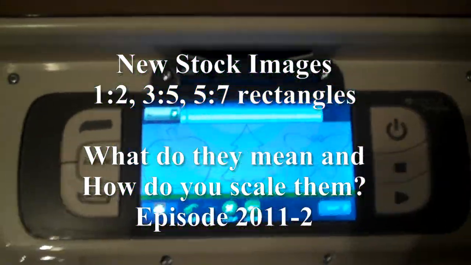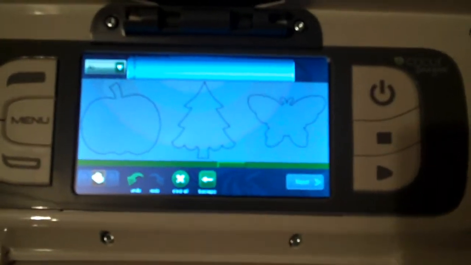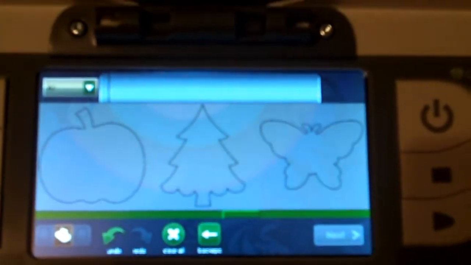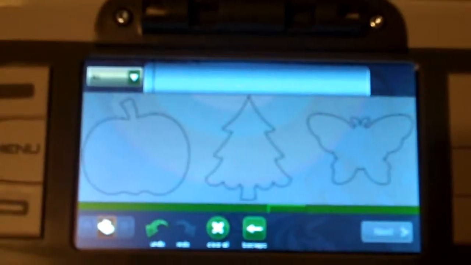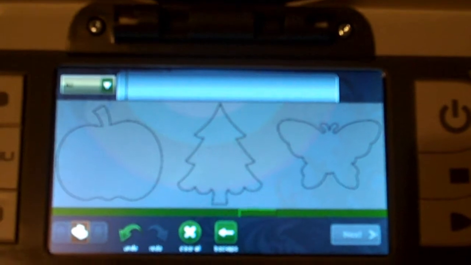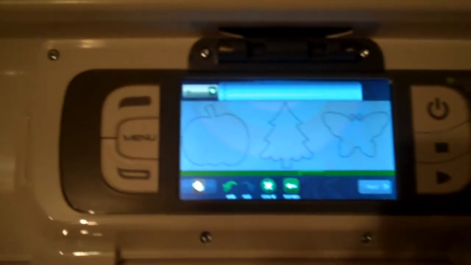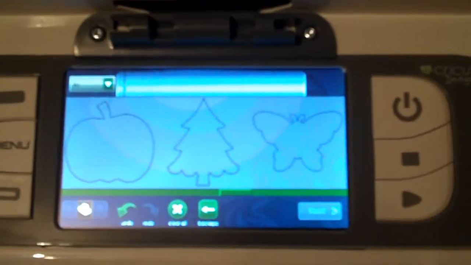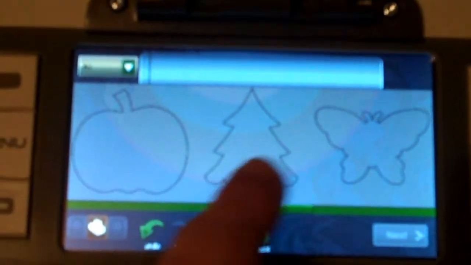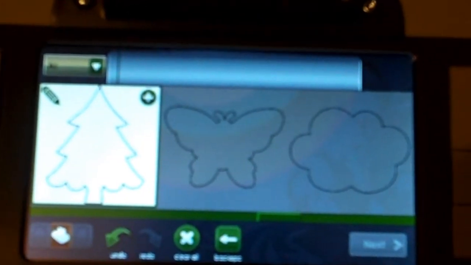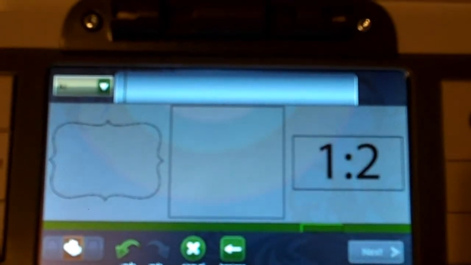Hi everyone. I am going to try and do a math lesson today, and it has to do with some new images that have shown up on our Imagine screen. The stock images, as you can see, I have no cartridges in my machine, so we're going to be working with the stock images here. And I've scrolled over part way just to show you. I'm going to just page down.